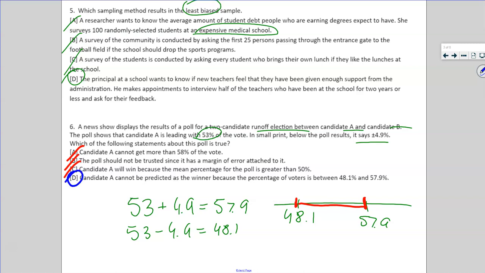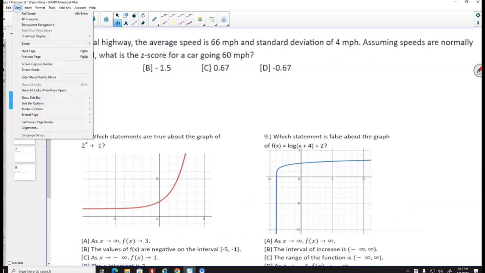That is the correct answer. Why? Because remember, for candidate A to win, he has to score more than 50%. So if the margin of error has some numbers below 51%, that means we cannot predict if he's going to be a winner because it could go both ways.